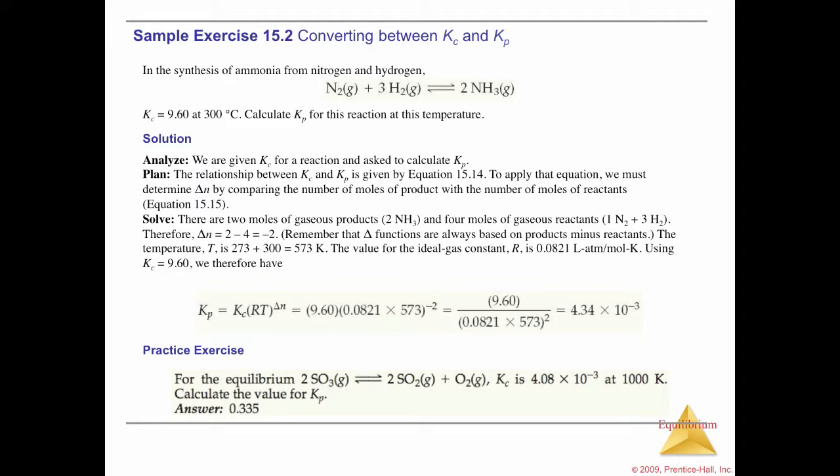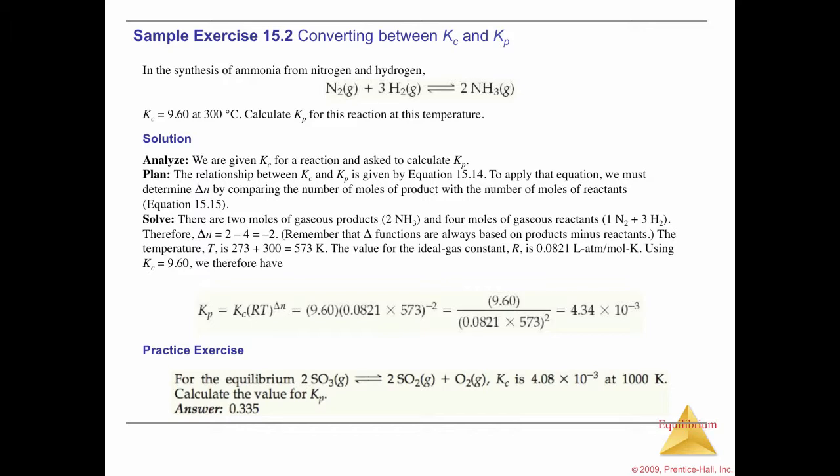To apply that equation, we must determine delta n by comparing the number of moles of product with the number of moles of reactant. There are 2 moles of gaseous products. We know this from the coefficient. And 4 moles of gaseous reactants. That is 1 mole of N2 and 3 moles of H2. Therefore, delta n is equal to products minus reactants, 2 minus 4, or negative 2. Remember that the delta functions are always based on products minus reactants.